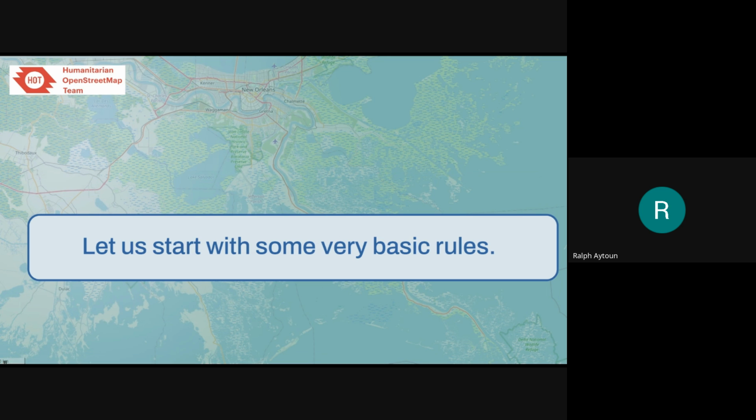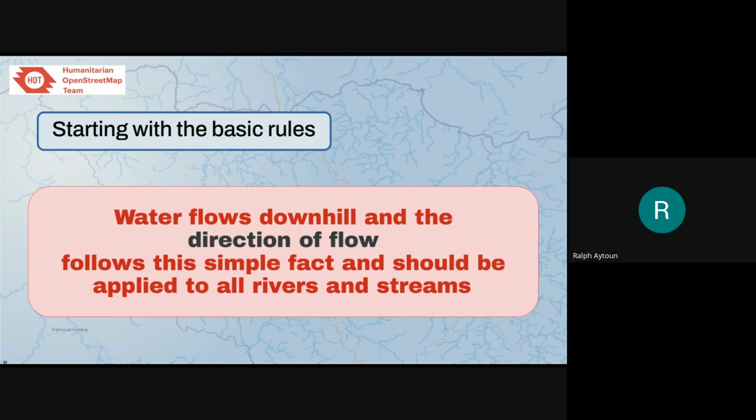Moving on. So let's start with some of the basic rules, which are important. First of all, understand water flows downhill. As Michael was explaining with the contours, it flows downhill, and the downhill direction is the direction of flow. And this simple fact should be applied to all rivers and streams.